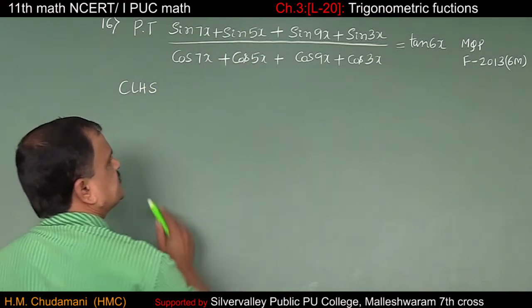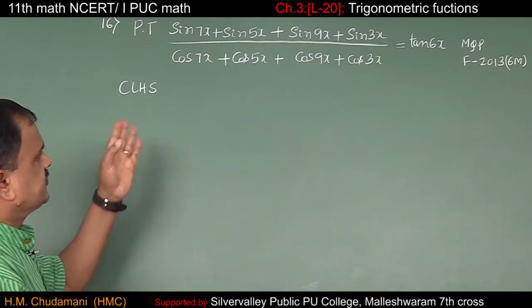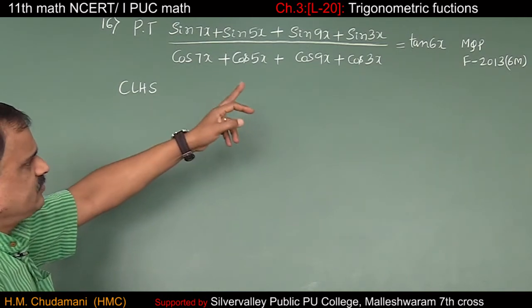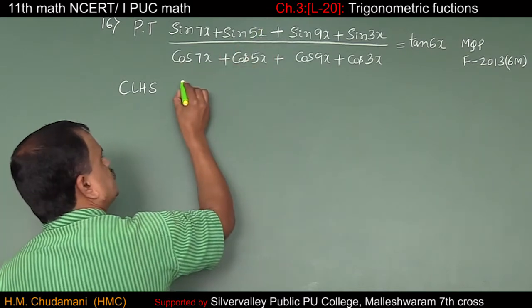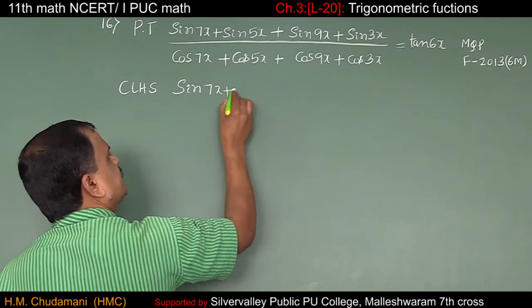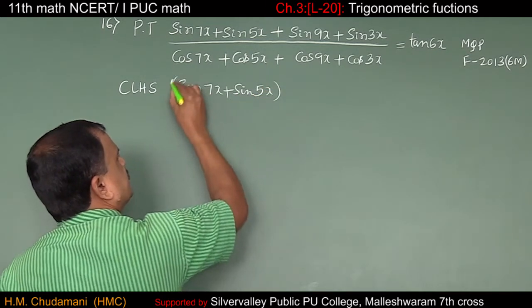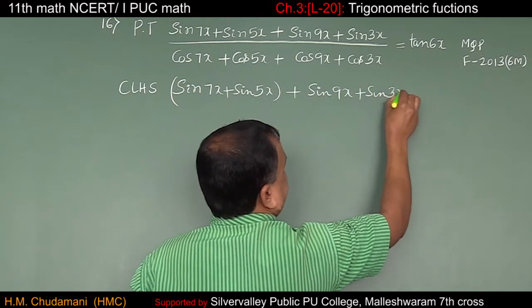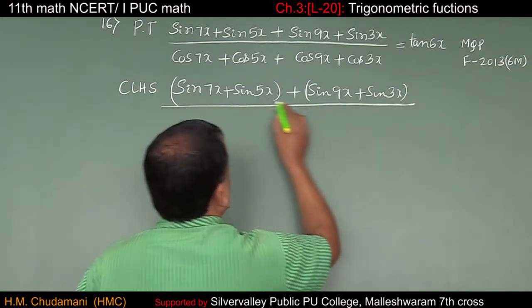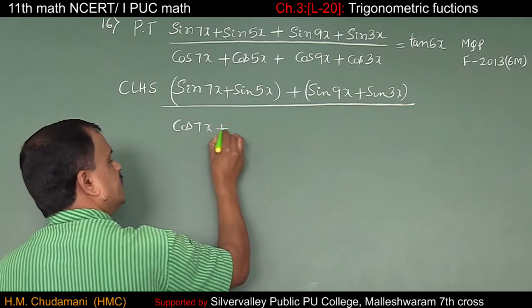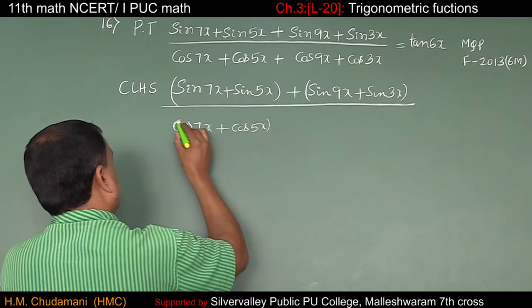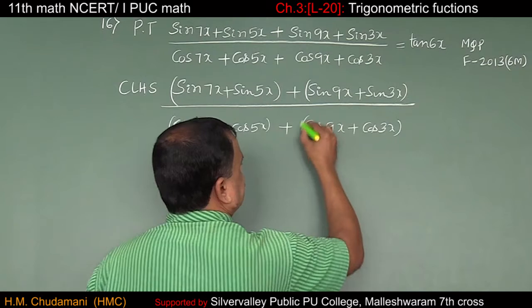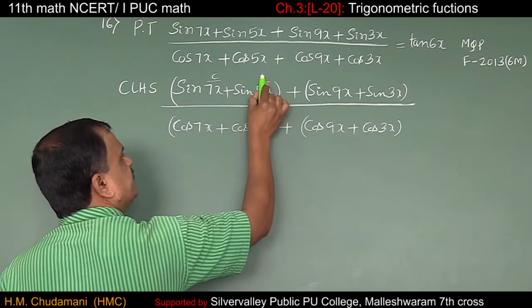So let me collect: 7 plus 5, 12, 12 by 2 means 6. 7 minus 5 means 2 by 2 is 1. 9 plus 3, 12 by 2. 9 minus 3, 6 by 2. No problem. So let us group the first two and the last two: sin 7x plus sin 5x, these two, plus sin 9x plus sin 3x, whole divided by cos 7x plus cos 5x plus cos 9x plus cos 3x. See, this is of the form sin C plus sin D.